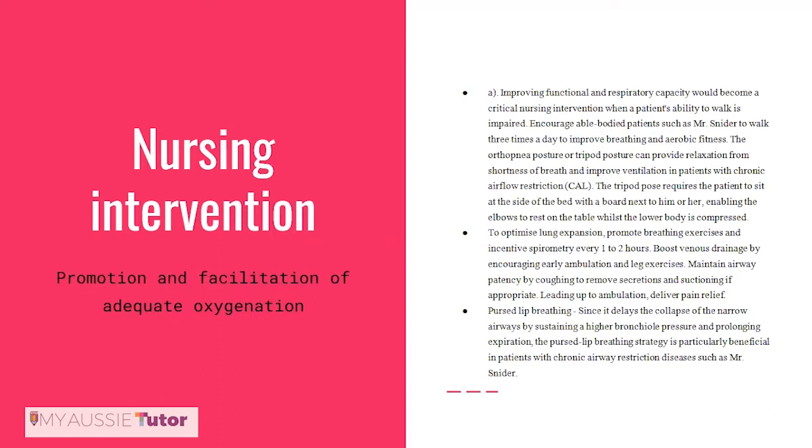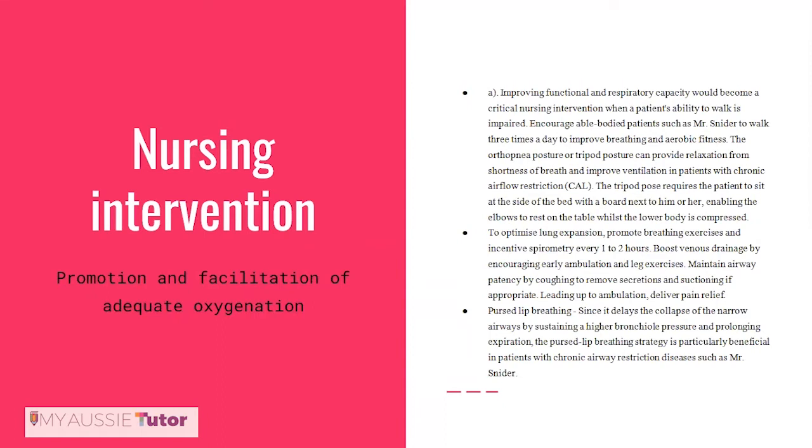To optimize lung expansion, what can be done is promotion of breathing exercises and incentive spirometry every 1 to 2 hours, boosting venous drainage by encouraging early ambulation and leg exercises, maintaining airway patency by coughing to remove secretions and suctioning if appropriate, leading up to ambulation, delivering pain relief.